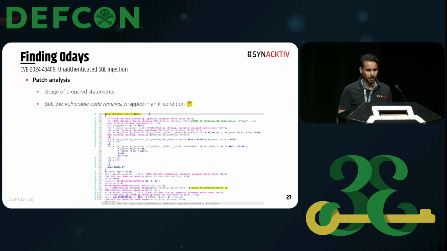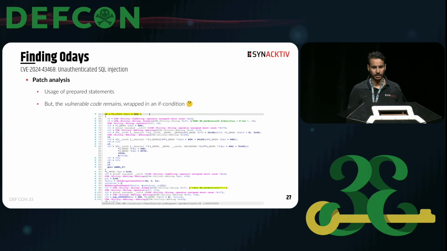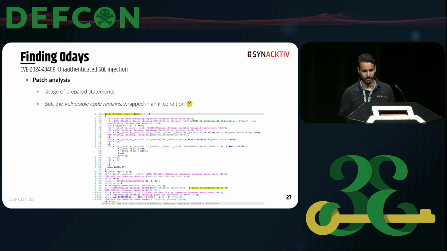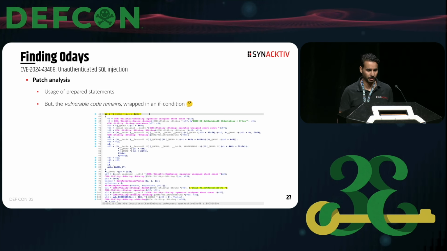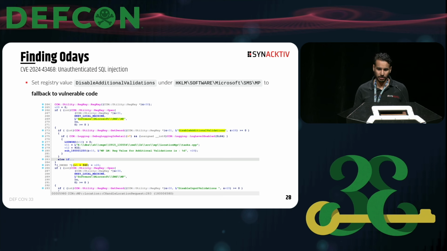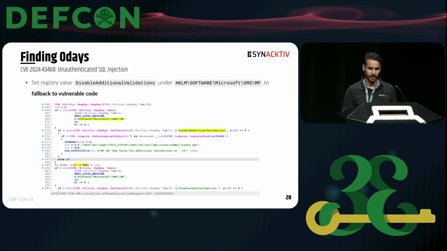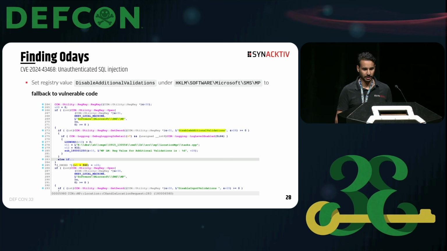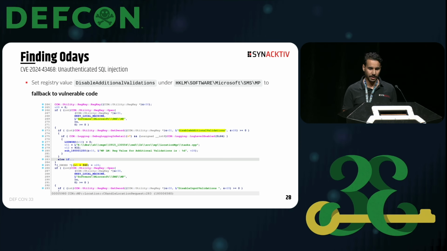All right. So when the patch was released, I confirmed the issue was fixed because they now use prepared statements. However, I've also noticed that the flawed code is still there, and it's now gated by an if condition, which was raising questions about the purpose of that. Digging a bit further, I concluded that the if condition checks if a registry value is set on the system. It's named disable additional validations. So this is clearly a fail-safe to bypass that patch. When you exploit SCCM and you put that value, you will get the vulnerability again.